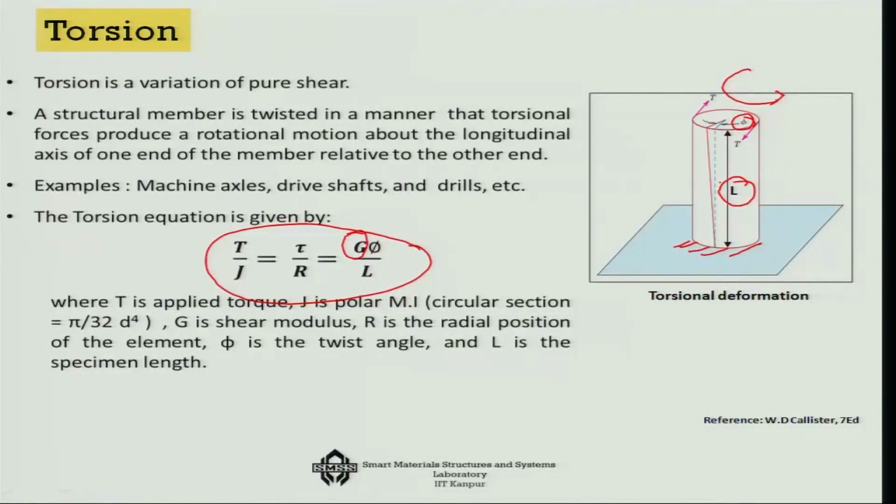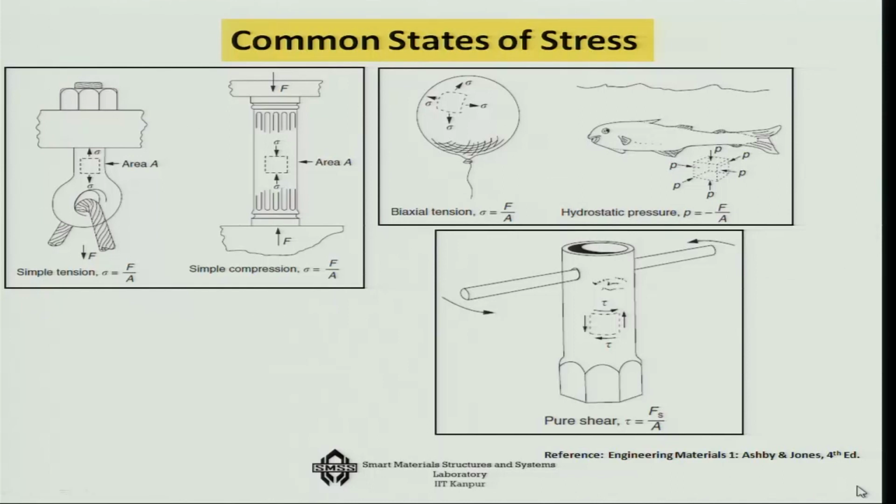So, one can find out the shear stress corresponding to the pure shear condition, provided you know the modulus of elasticity, the twisting angle, and the radius of the shaft or the length of the specimen. So, that is a special case or manifestation of shear, which is called torsion. It is important in machine axles, drive shafts, aircraft wings, or drills, where this type of torsional system is very heavily used.